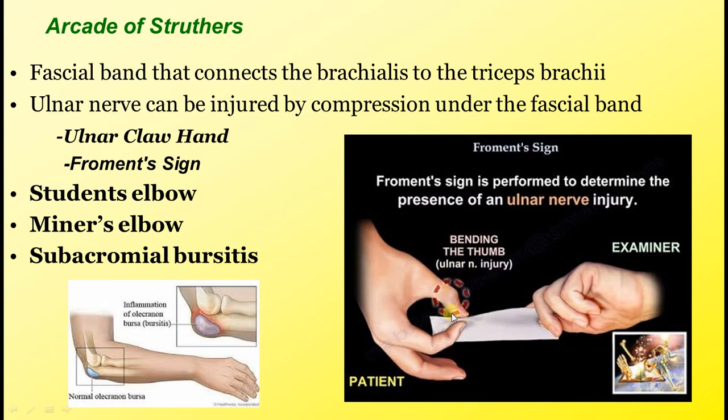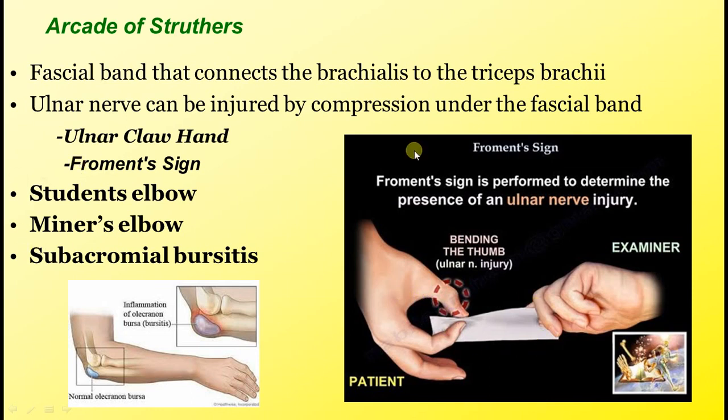Flexion of the thumb should not take place. If the flexion of the thumb is actually taking place, then there is an ulnar nerve injury because the thumb is bending. Why? Because the adductor pollicis muscle of the thumb has lost its nerve supply due to ulnar nerve injury, so he is not able to adduct his fingers or adduct the thumb strongly. So in an attempt to hold the paper, he is using the flexion. So thereby flexion of the thumb takes place.